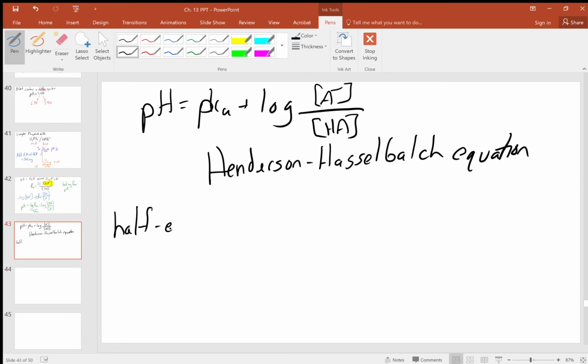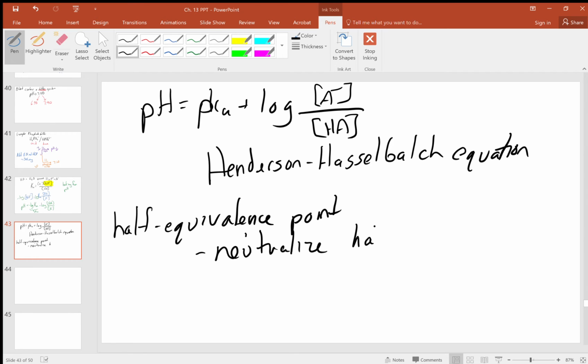So what is the half equivalence point? Well, the half equivalence point is basically half of the equivalence point. And so at this point, we've added enough to neutralize half. And so we end up in a situation where the concentration of our weak acid and of our conjugate base are equal. And again, that's because we've added enough to neutralize half of our acid or half of our base.